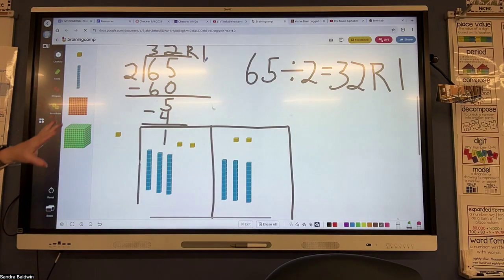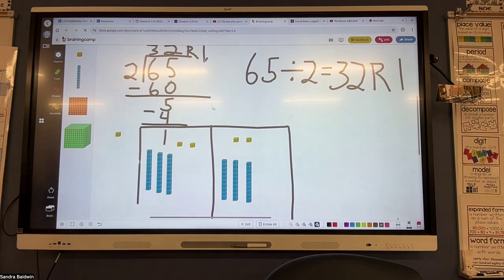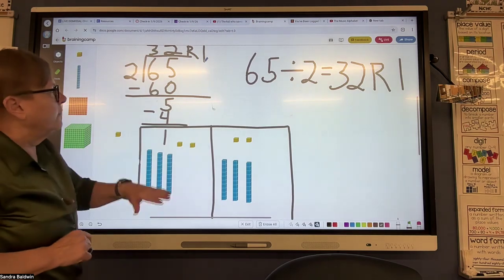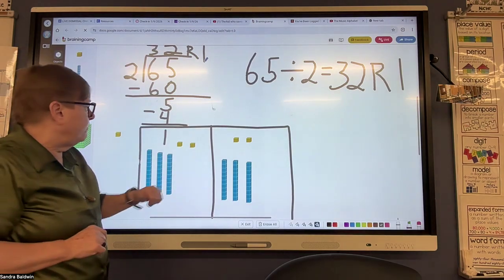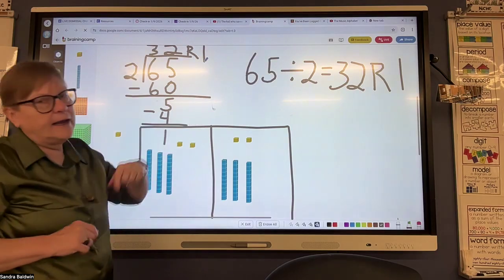So there's both ways. The base 10 block way that I've shown you, that 65 divided by 2 is 32, remainder 1. Or in our analogy that we talk about in class, if I have $65 to give to 2 different people, and it has to be even, they each get 32, and then I get to keep one.